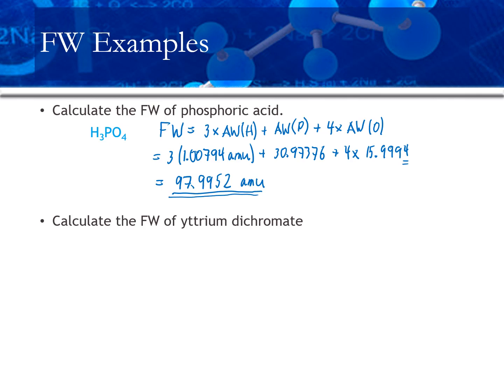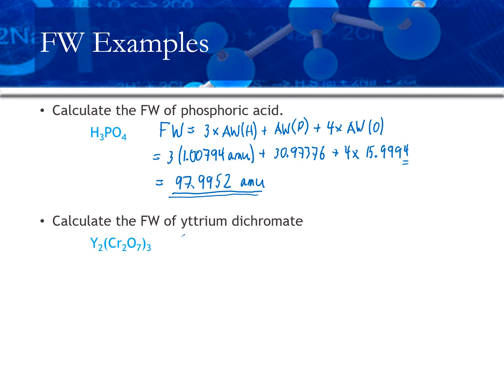Let's do one more. Calculate the formula weight of yttrium dichromate. Again, you have to remember your naming so that you know what I'm talking about. Remember yttrium. Look at the periodic table to remind yourself it's in column 3, so it has a +3 charge. Dichromate ion is Cr2O7 with a -2 charge. And so our formula for yttrium dichromate, when we balance the charges, looks like Y2(Cr2O7)3.